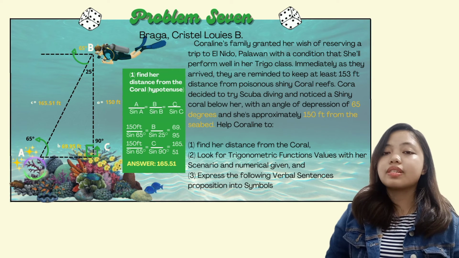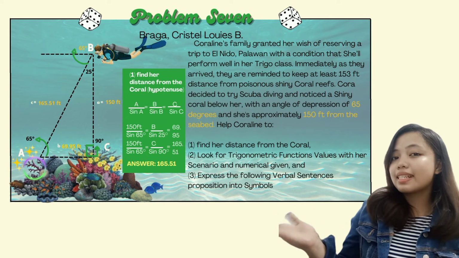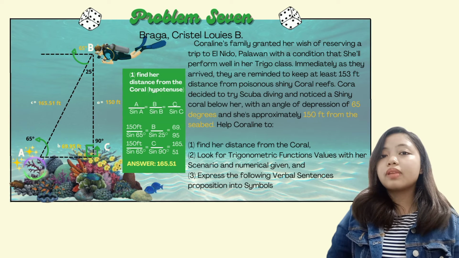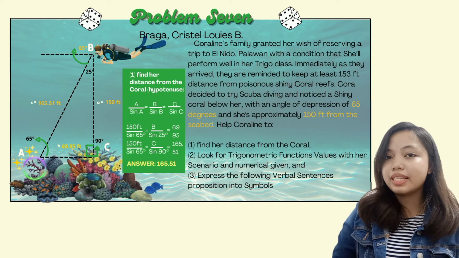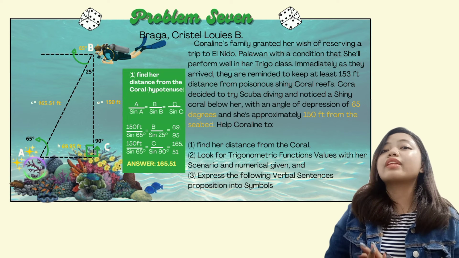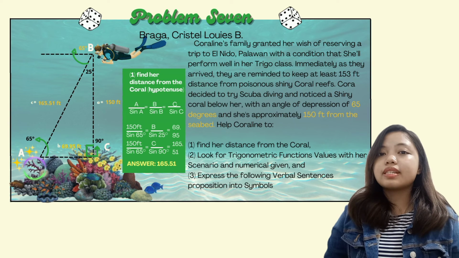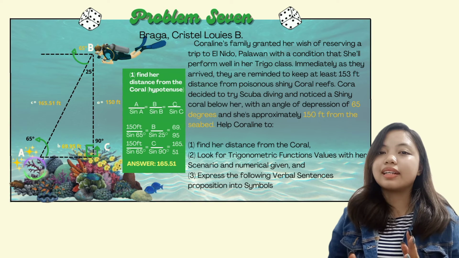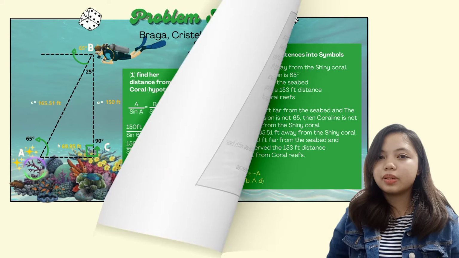Substituting the values of A over sine A is equal to B over sine B, we will get 150 feet over sine 65, which is approximately 165.51 feet, multiplied by sine B or sine 25 degrees. The answer will be 69.95 feet, which is the opposite side or the length below. Same with looking for the hypotenuse. A over sine A is equal to C over sine C, which is equal to 165.51 feet, and that is Caroline's distance from the coral, meaning that she observes the 153 feet distance requirement.